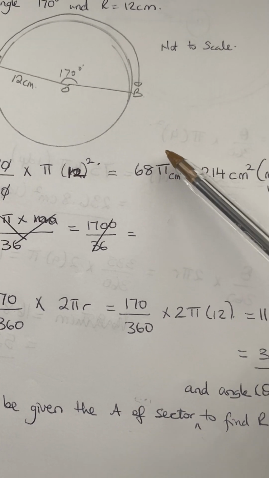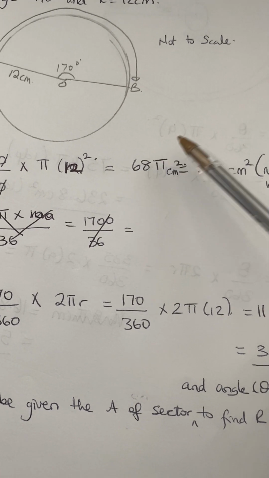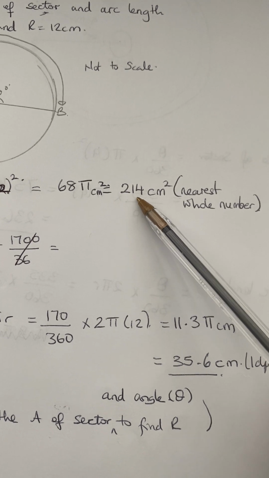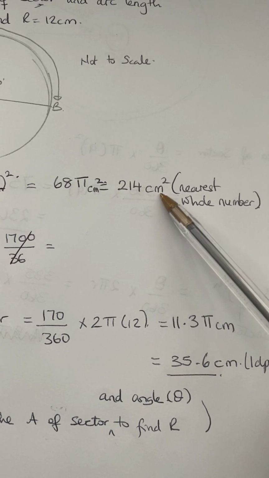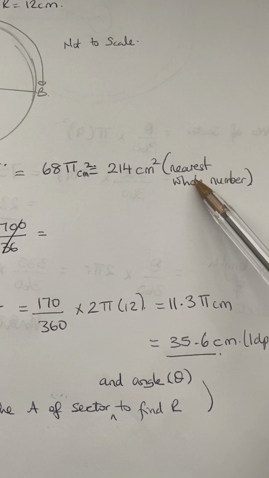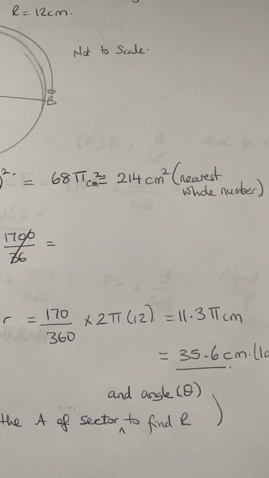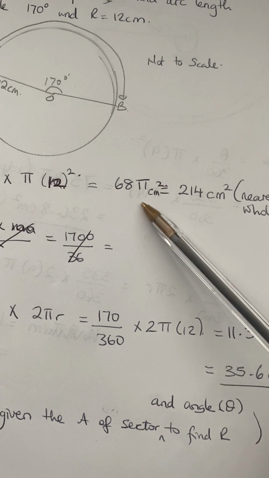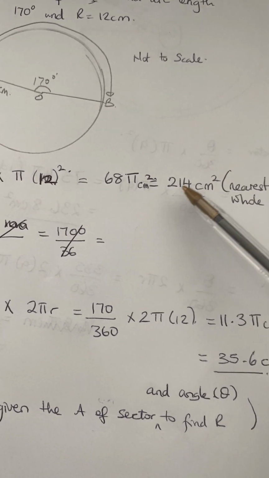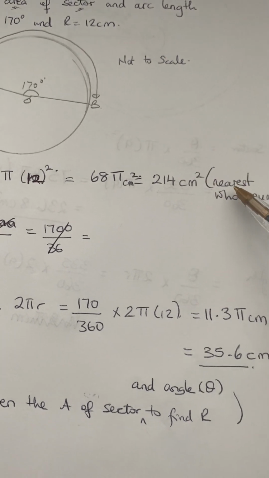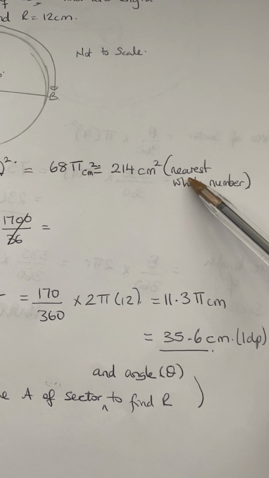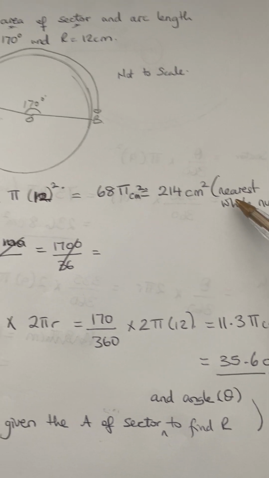So if they ask you to simplify pi, and you can do it on the calculator, that is 214 centimeters squared to the nearest whole number, or whatever the question is asking you to do. We've done 1 decimal place, whole numbers, significant figures. We've done all that in our earlier videos, so you can go back and watch them.